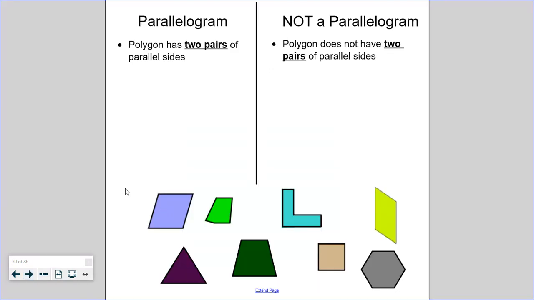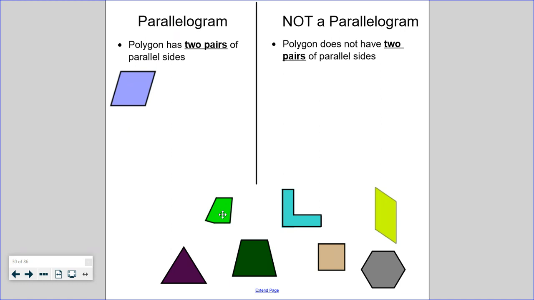Okay, so let's do some sorting together. If you would like to pause, you may, and I know you can't move the shapes yourself, but you can, in your mind, put the shapes in the category they go in, parallelogram or not a parallelogram. Okay, let's try it together. What do you think about this one? Yes, that is a parallelogram. It has two pairs of parallel sides.